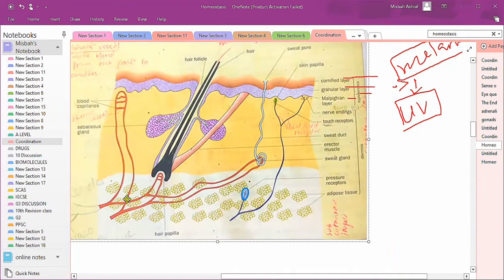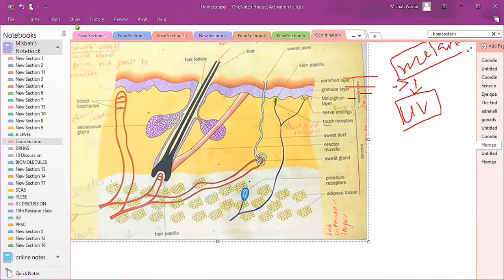In the dermis, there are blood capillaries present. Blood capillaries will have the oxygenated blood. They will carry oxygenated blood from the heart through arteries into the skin, and they will provide this to the skin cells, and then they will bring the deoxygenated blood back to the heart through the veins.